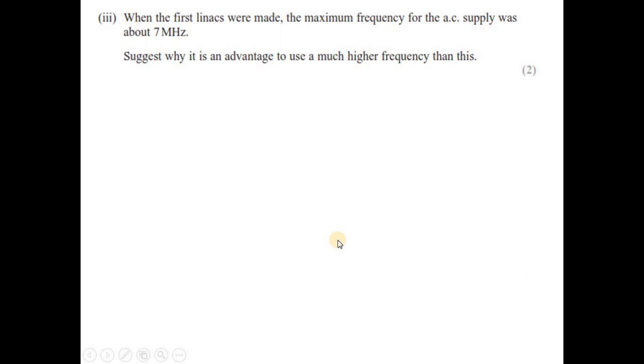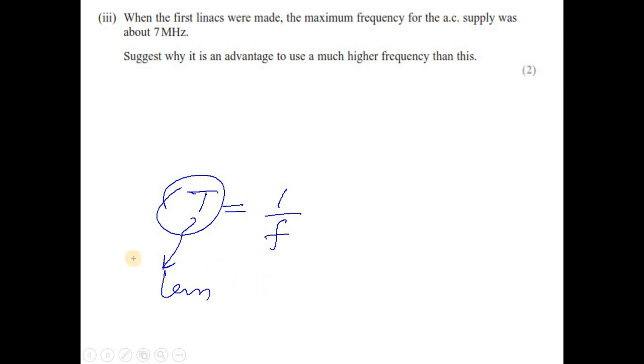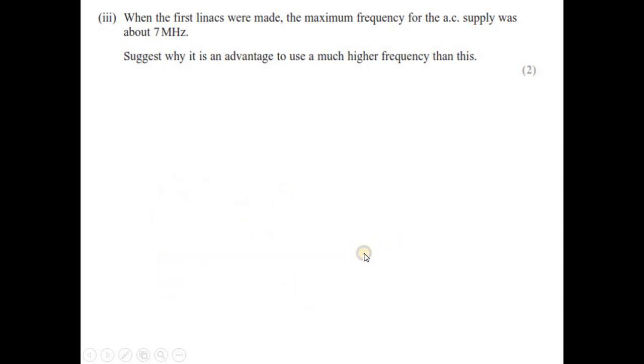When the first linacs were made, the maximum frequency for the AC supply was about 7 million hertz. Suggest why it is an advantage to use a much higher frequency than this. Clearly you can see that the time in a tube is T = 1/f. So if frequency is higher, then time will be less. It will take less time to pass through the tube. That means it will be accelerating more and gaining more speed. So the higher the frequency, the less time taken, and so the higher the speed reached by the particle.